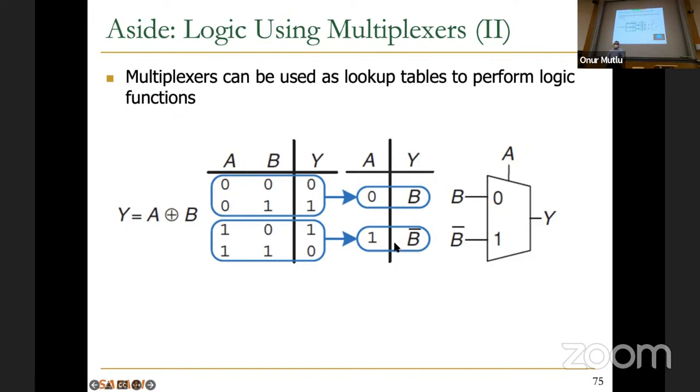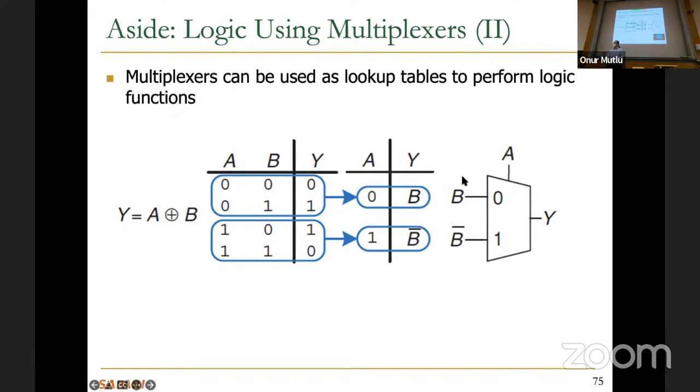Again, you create a warped truth table. But this is very nice for a multiplexer, right? You can implement this using a multiplexer. Y is equal to B if A is equal to 0. Y is equal to B bar if A is equal to 1. And then you connect B and B bar over here as the inputs of the multiplexer. And this is not a bad way of implementing XOR, actually, because XOR tends to be more hardware intensive. Even the multiplexer implementation is still expensive, but it's not bad.